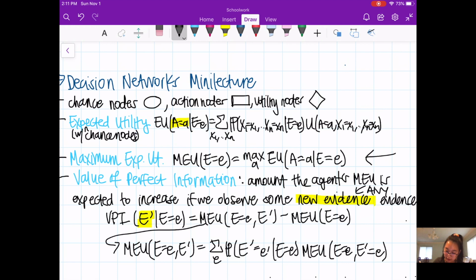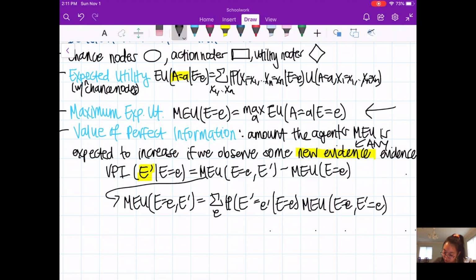Cool. And then in terms of VPI traits, the ones to note are that the VPI of E prime given E, what we saw above when we observe new evidence, is always going to be greater than or equal to 0. Because if you observe new evidence, you are always going to have more information about the probabilities. So in general, you can only gain more information from observing more evidence. This trait is what we call non-negativity. So the VPI will essentially never be negative.